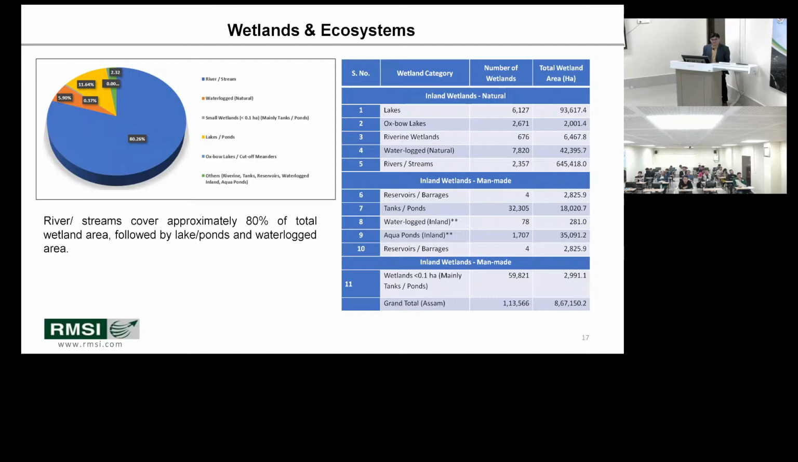More than 80% is covered, because the Brahmaputra river's width is more than 10-11 kilometers throughout the stretch. So mostly more than 80% is covered by the rivers and streams, if you talk about these wetlands and water bodies in the state of Assam.